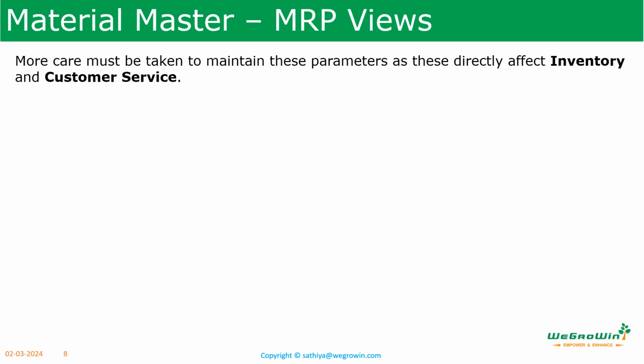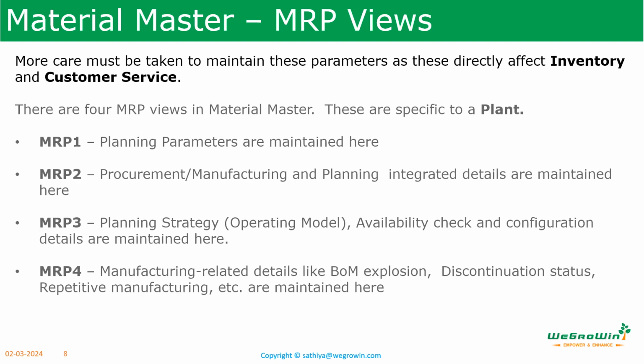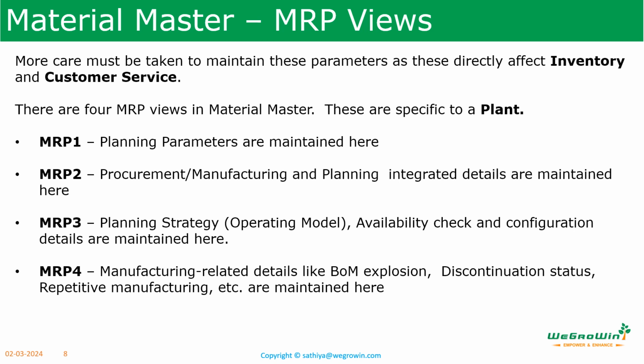More care must be taken to maintain the parameters in MRP views as they directly affect the inventory and the customer service. There are 4 MRP views in Material Master. They are plant specific and storage location specific. MRP1 covers planning parameters. MRP2 covers procurement and manufacturing, and the planning integrated details. MRP3 view covers planning strategy, that is operating model, availability check, and product configuration details specific to plant, etc. All these three we discussed so far. MRP4 will cover the manufacturing related parameters like BoM explosion, discontinuation status, repetitive manufacturing, etc.